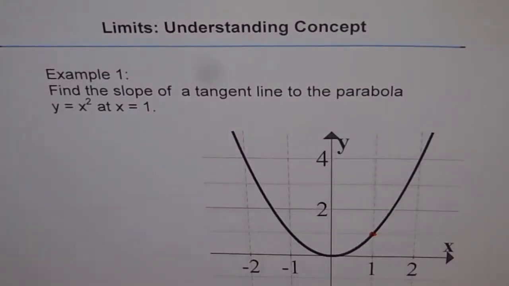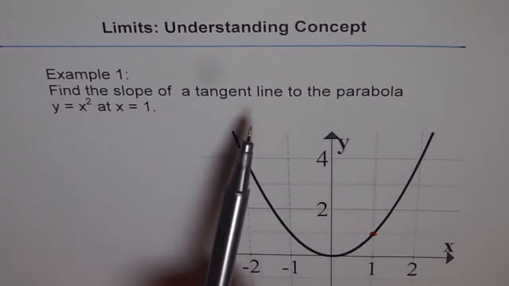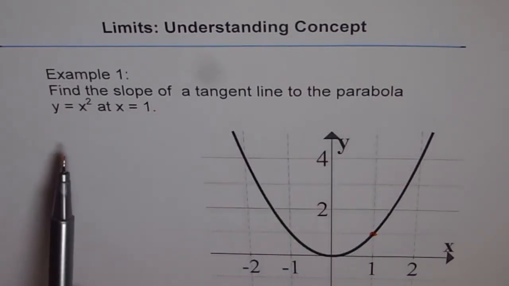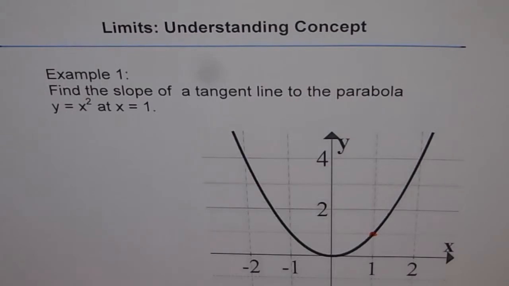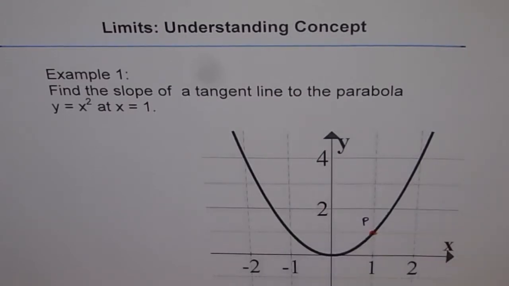Let's try to explore how to find the slope of a tangent line to the parabola. Here is an example. Example 1 says, find the slope of a tangent line to the parabola y equals x square at x equals 1. So that's x equals 1 and the point is marked here in orange. Let's call this point P.